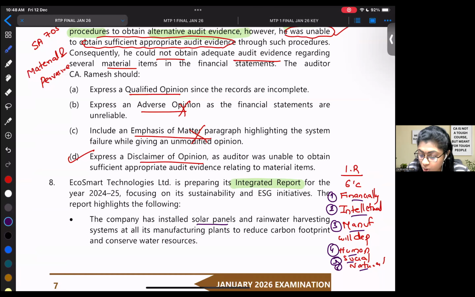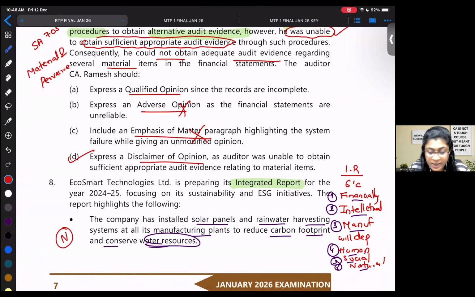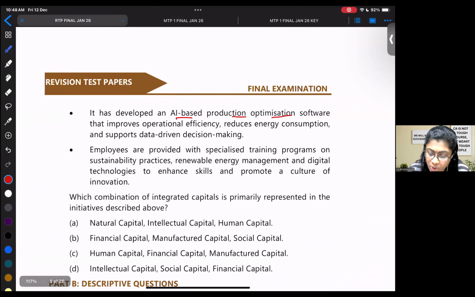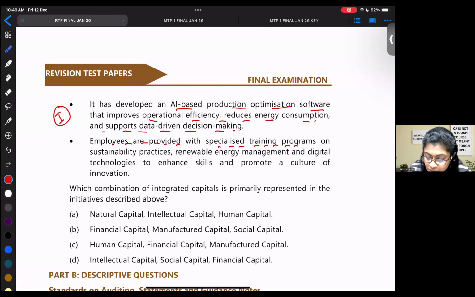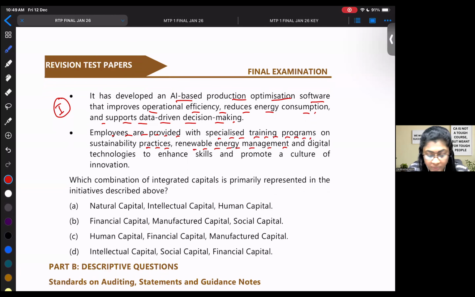The company has installed solar panels and rainwater harvesting in manufacturing to reduce carbon footprint and conserve water resources. Out of the 6 capitals, which capital is this? Water resources. Very good. This is natural capital. Second, it has developed AI-based optimization software, improving operational efficiency. Software they have developed. Software is something intellectual. Employees were provided with specialized training programs on sustainable practices, renewable energy, and digital technologies to enhance culture and innovation. Here employees were provided. Employees is human.